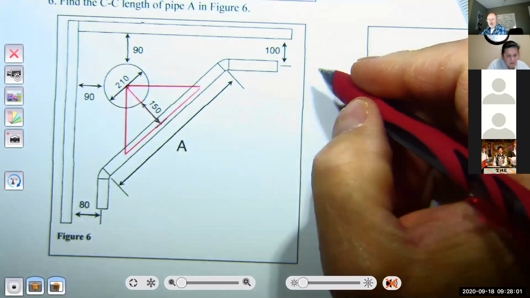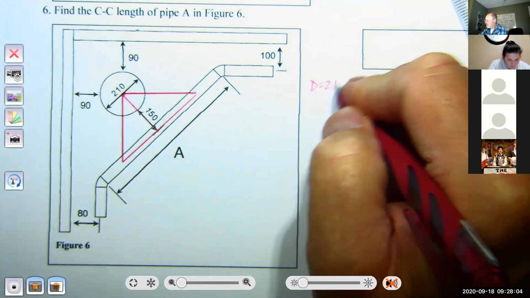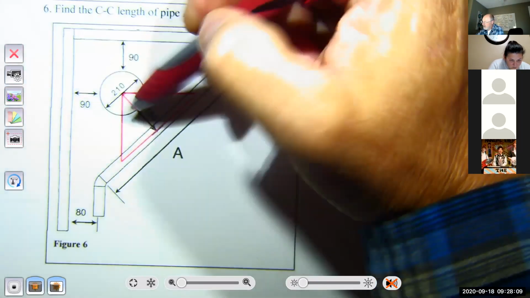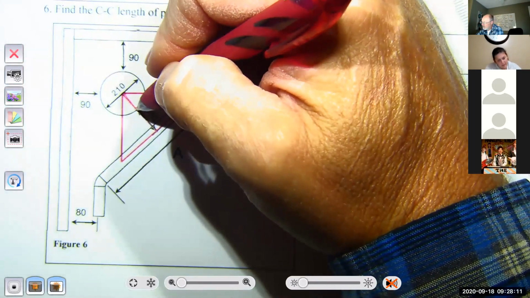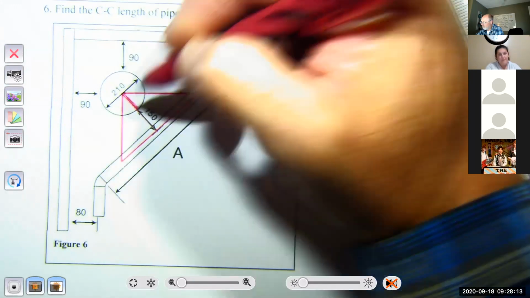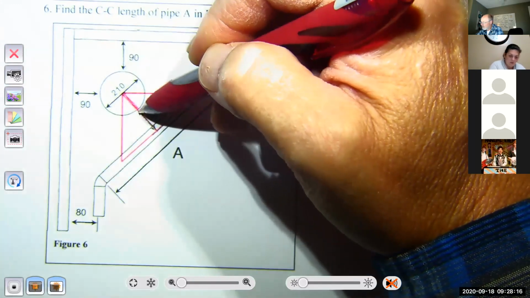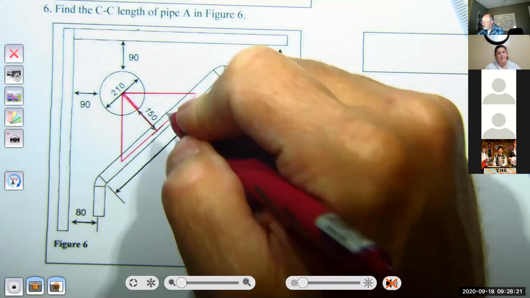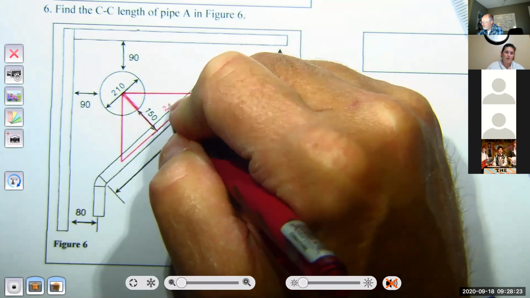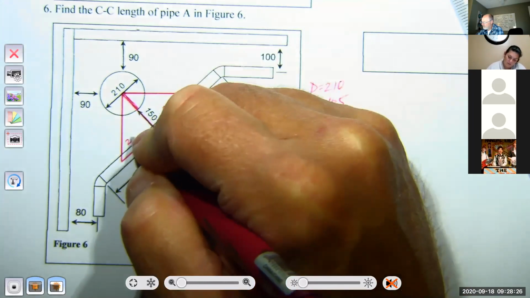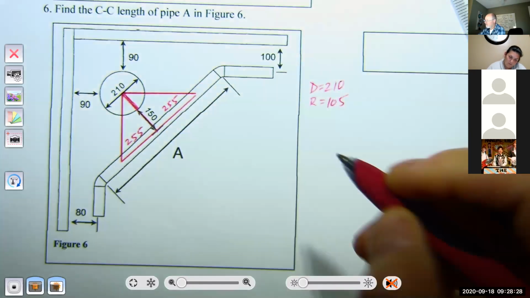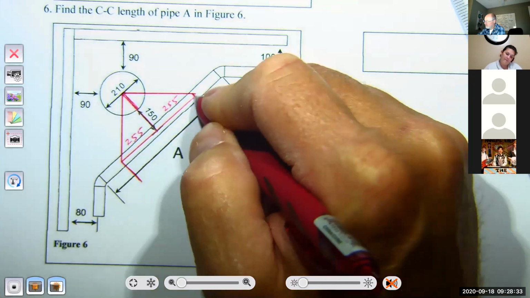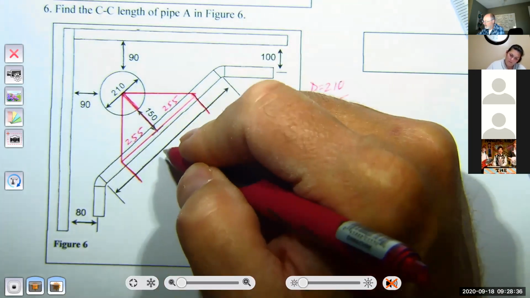So the diameter is 210, so the radius has to be 105. So this line right there is 105, and this line right here is 150. So that is 255. So this measurement has to be 4, 5, 10.